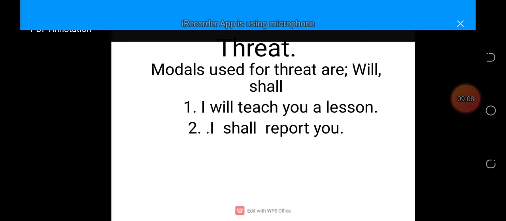I will teach you a lesson. It's a threat. I shall report you. So you are coming in that hard tone to caution someone and to assure the person that there is danger ahead. So it is a threat. Very good.